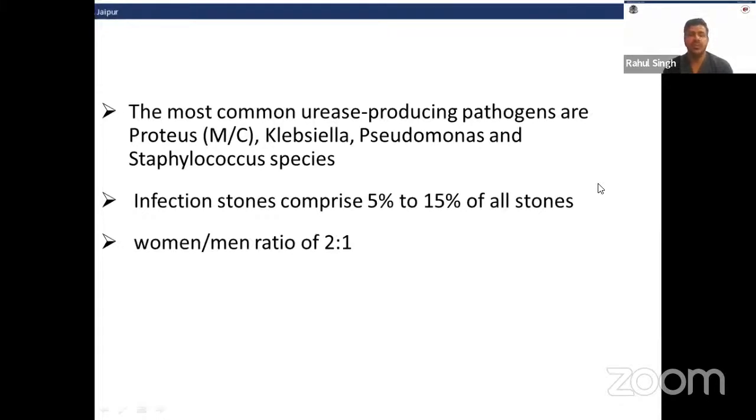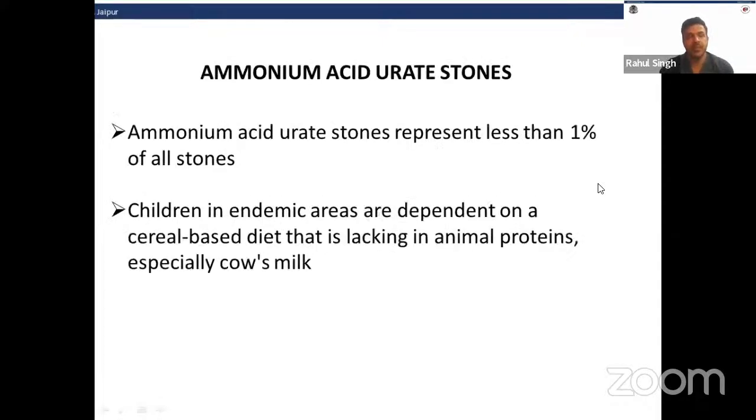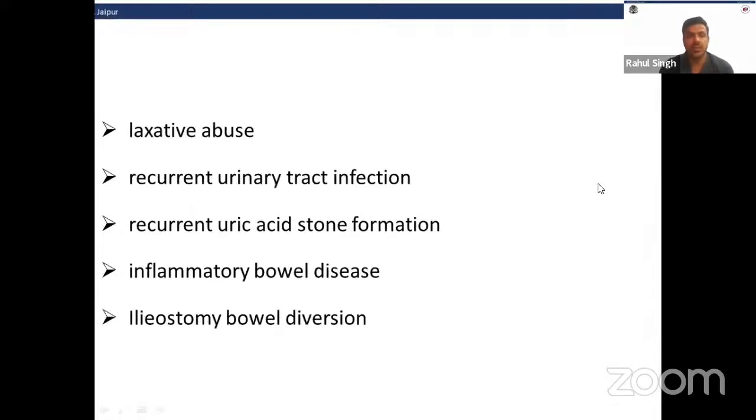Infection stones comprise around 5 to 15% of all stones, and they are twice as common in women as in men. Ammonium acid urate stones represent less than 1% of all stones. Children in endemic areas are dependent on a cereal-based diet that is lacking in animal protein, especially low in cow's milk. Other causes are laxative abuse, recurrent urinary tract infection, recurrent uric acid stone formation, inflammatory bowel disease, and ileostomy bowel diversion.